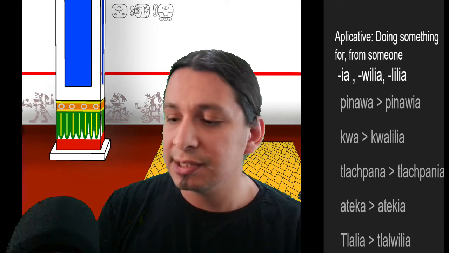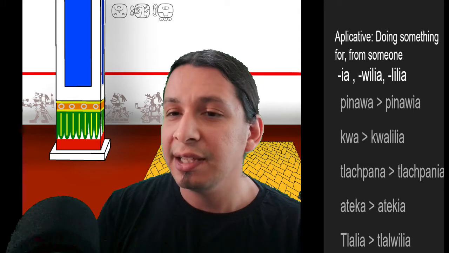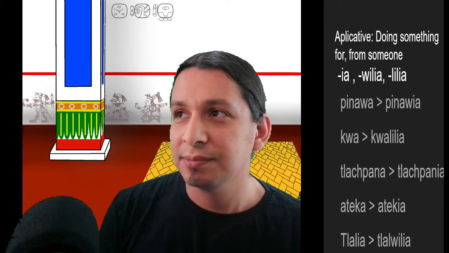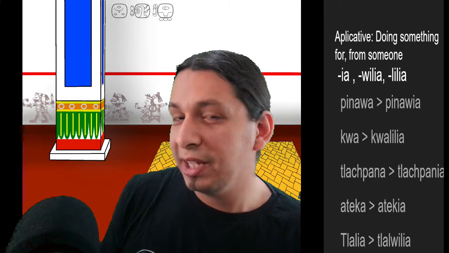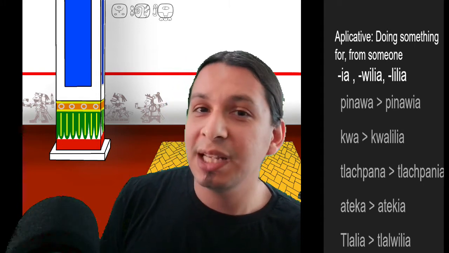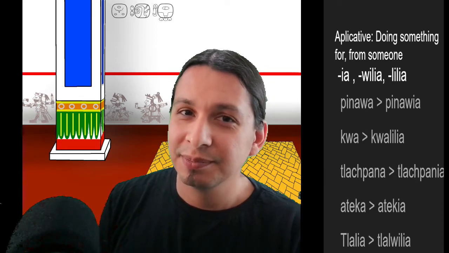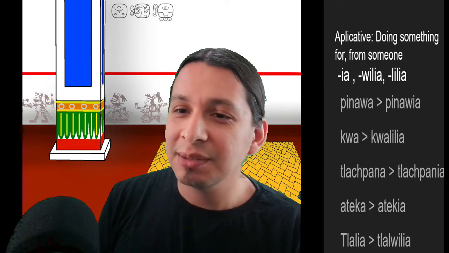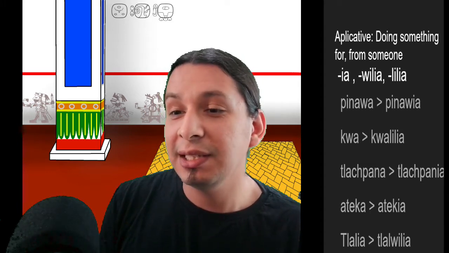Kwa, to eat something. Nihkwa alashos. Kwalilia means to eat something that belongs to someone else. So I'm eating it for him, basically. In his place, I am eating it for him. So I ate it for him. I took it, he wouldn't be happy, but I ate his orange. I ate it for him. Nihkwalilia.